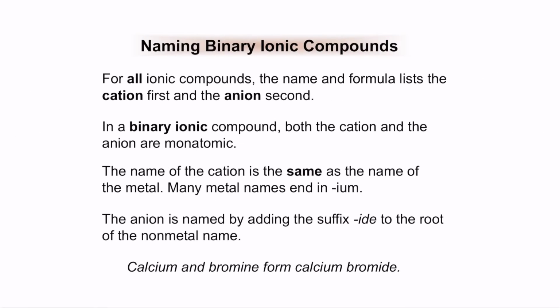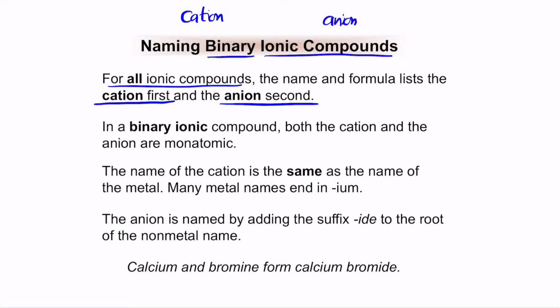Now, let's start with naming binary ionic compounds. The name itself says that for all ionic compounds, the name and formula listing is always cation first and the anion second. So what is the cation and the anion? Cation is the positive charge and anion is the negative charge. The compound that has the positive charge gets named first. The compound that has the anion, or the negative charge, gets named second.